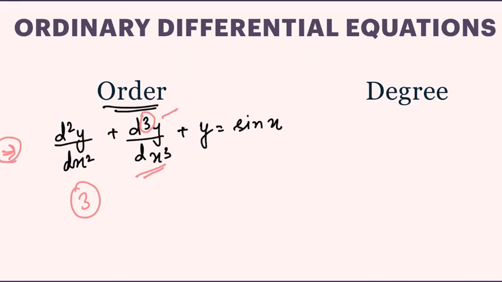The degree of this differential equation also depends on the highest order derivative. The power of this highest order derivative is 1. That is why the degree of this differential equation would be 1. I hope you have understood. If not, you can drop a comment in the comment section if you have any doubt.